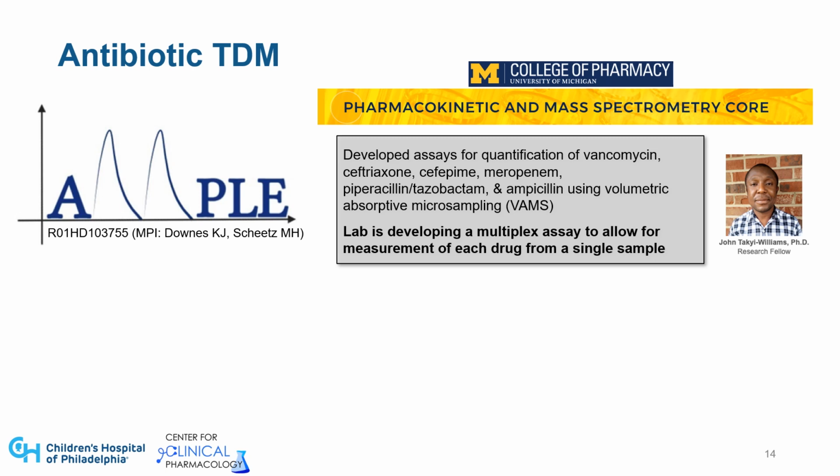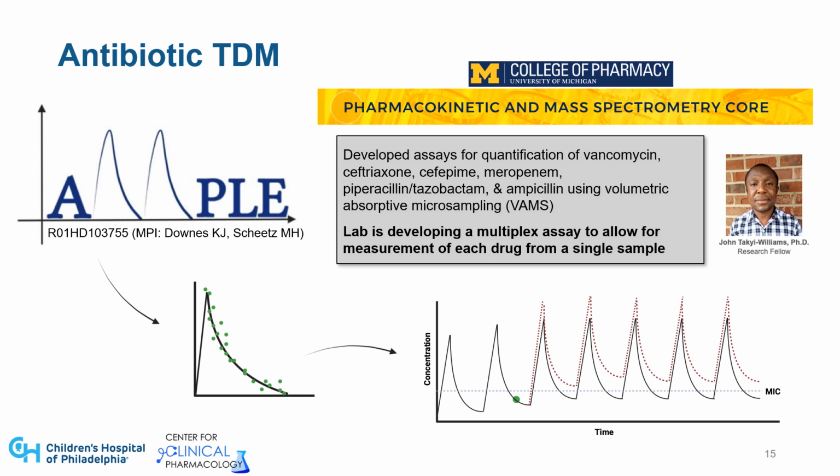volumetric absorptive microsampling. And the lab is currently developing a multiplex assay that will allow for measurement of each drug from a single sample. And what we hope to do through AMPLE is develop population PK models for each drug using VAMS that can then be translated into a microsampling-based approach for model-informed precision dosing. So through our partnership with the PK Core Lab at Michigan, we'll have a method to reliably and accurately quantify all of these antibiotics in children and ultimately improve empiric antibiotic dosing and early target attainment in critically ill kids.